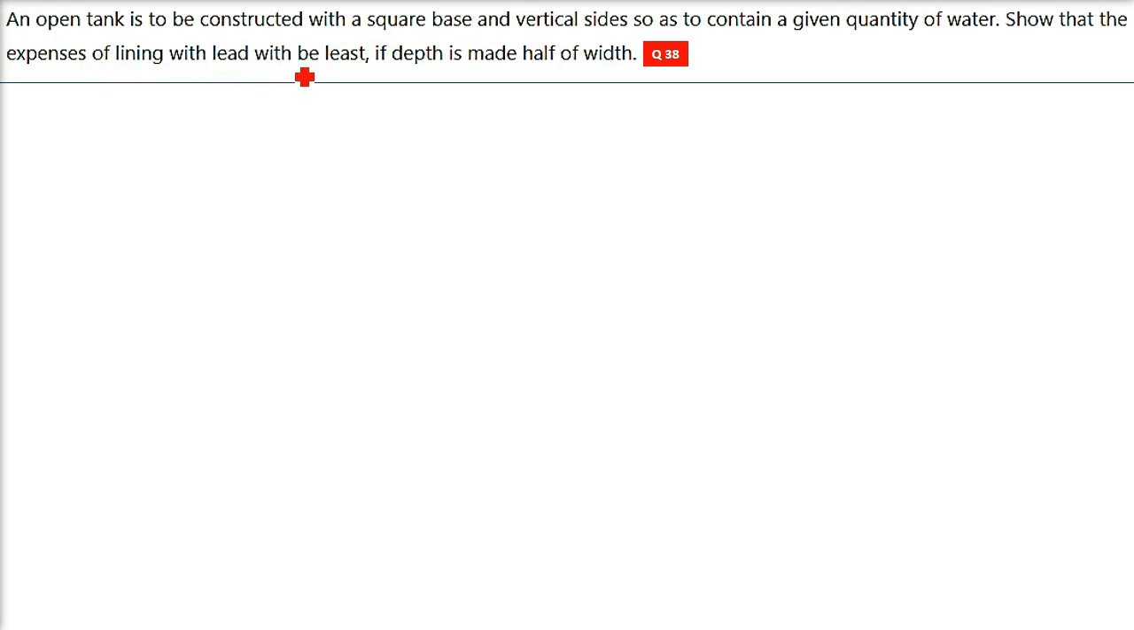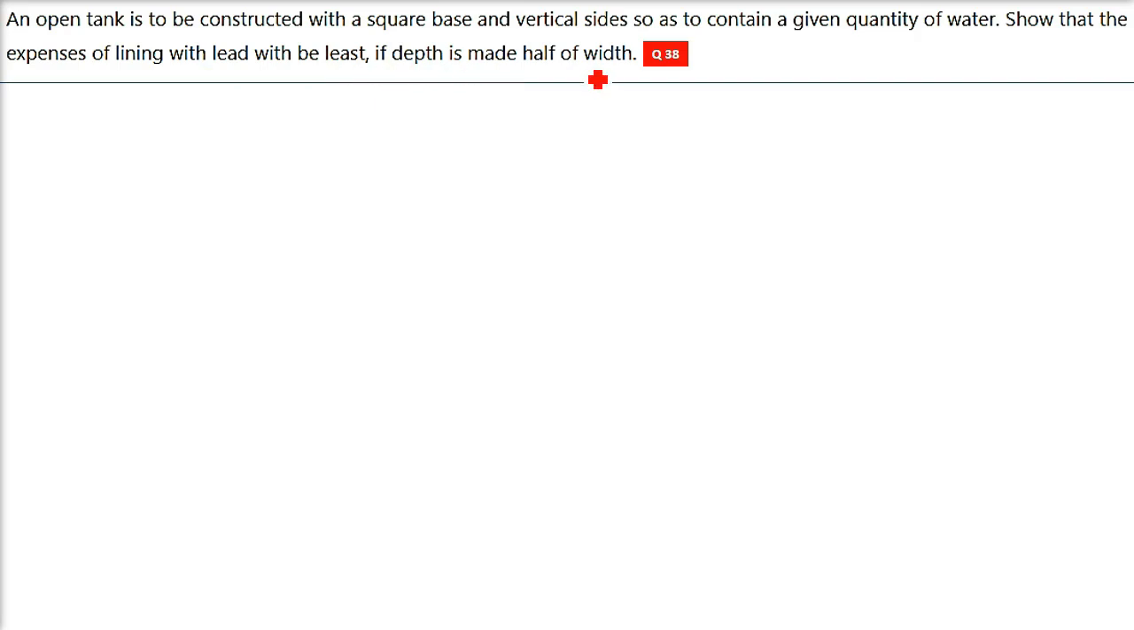An open tank is constructed with a square base and vertical sides so as to contain a given quantity of water. Show that the expenses of lining with lead will be least if depth is made half of width.